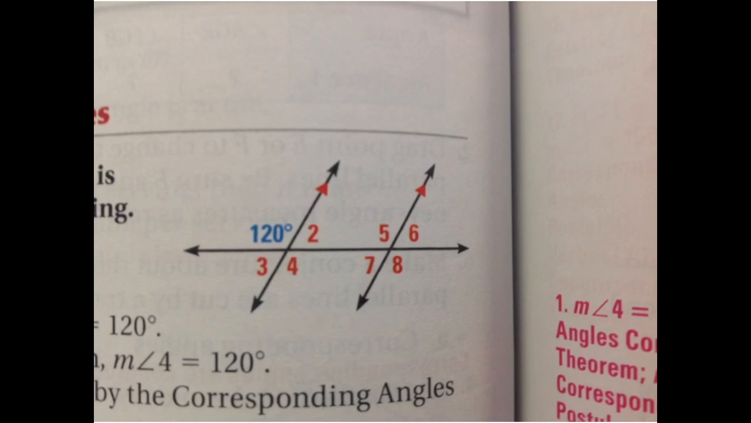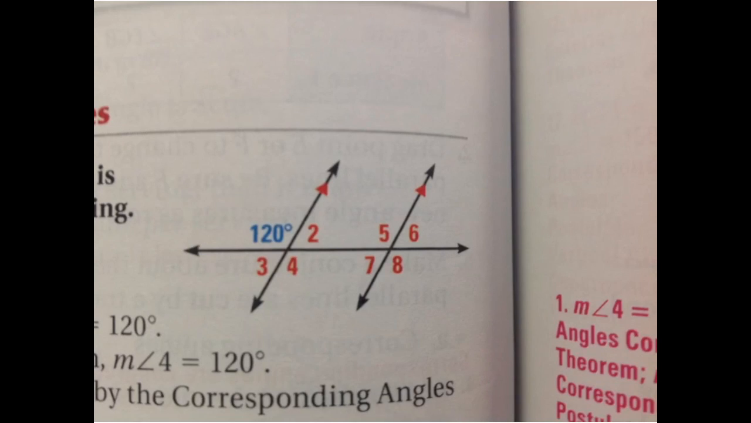So the first diagram they give you in the first example has two parallel lines. How do we know they're parallel? The little arrow thing, that's definitely the technical term for it. And they're cut by a transversal. And the measure of one of the angles is given. We need to find the measure of all the other angles. Well, let's start with this. Which angle is corresponding to that 120 degree angle?